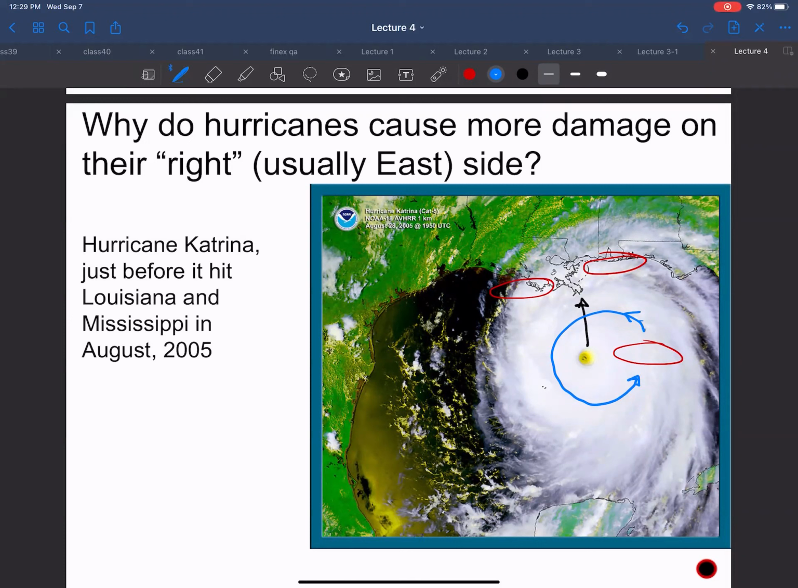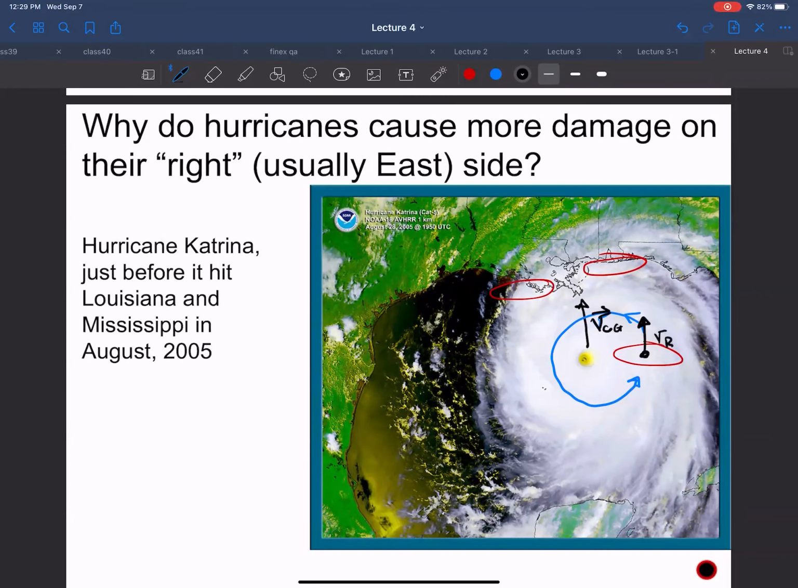Okay, we're almost out of time. So listen up. I'm just going to introduce a little bit of nomenclature. So this we could call the velocity of the center of the hurricane relative to the ground. This point over here, I could draw that as the velocity of the right side relative to the center of the hurricane. And over here would be the velocity of the left side relative to the center.